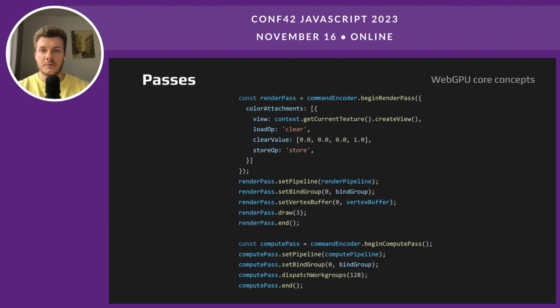Passes play a significant role in GPU operations. A render pass can utilize GPU render pipelines. It binds to vertex or index buffers, issues draw calls, and writes to one or multiple textures. On the other hand, a compute pass taps into GPU compute pipelines. It's responsible for issuing dispatch calls. It's essential to note that when a pass is active, you can't record other command types. However, both render and compute passes have the capability to set bind groups.